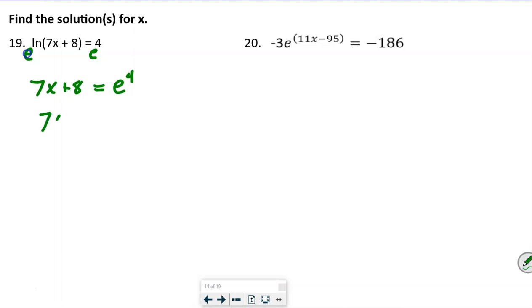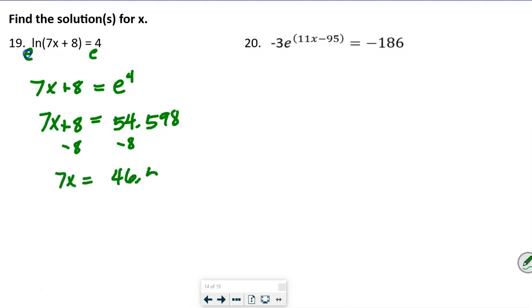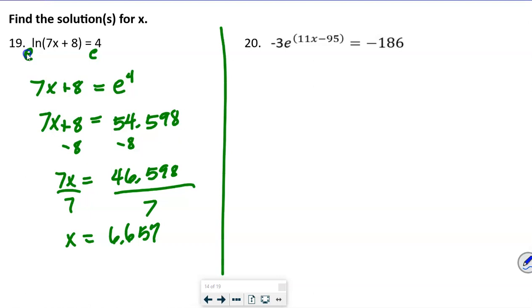So that's 7x plus 8 equals 4.598. Subtract 8 from both sides. That's 7x equals 46.598. And then divide both sides by 7. X equals 6.657. And just round to whatever it tells you to. All right, the next one.